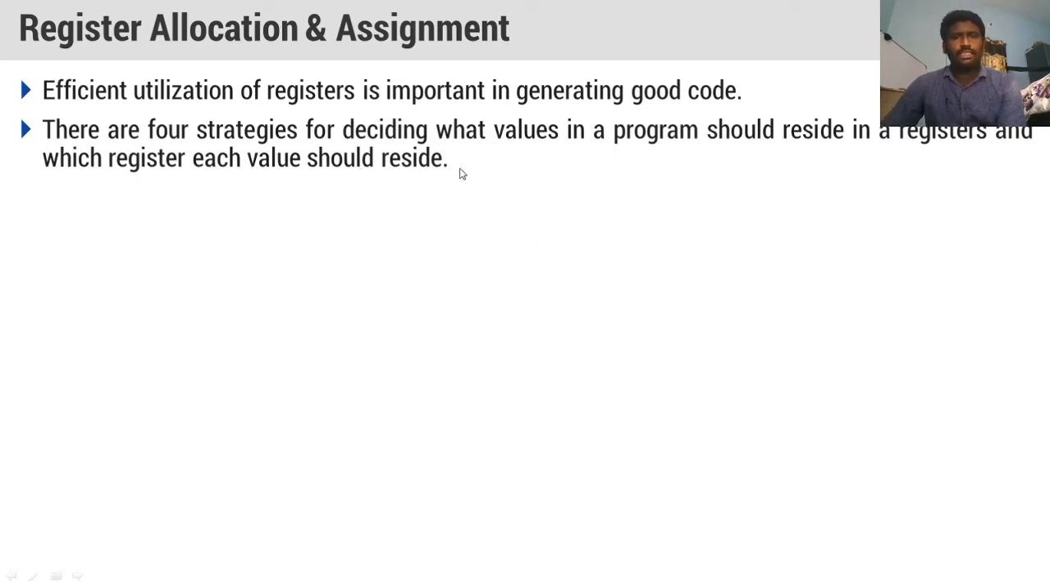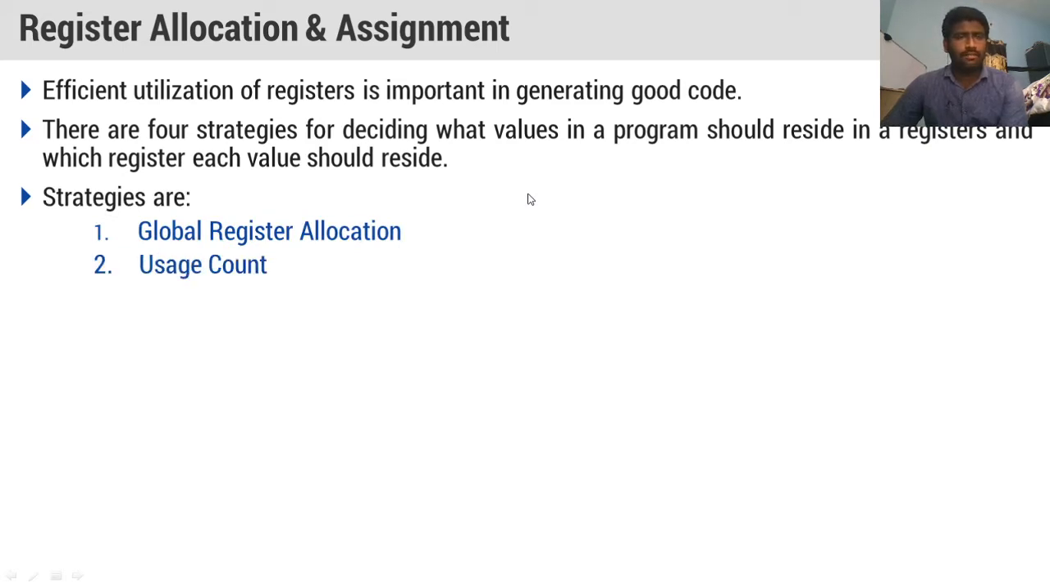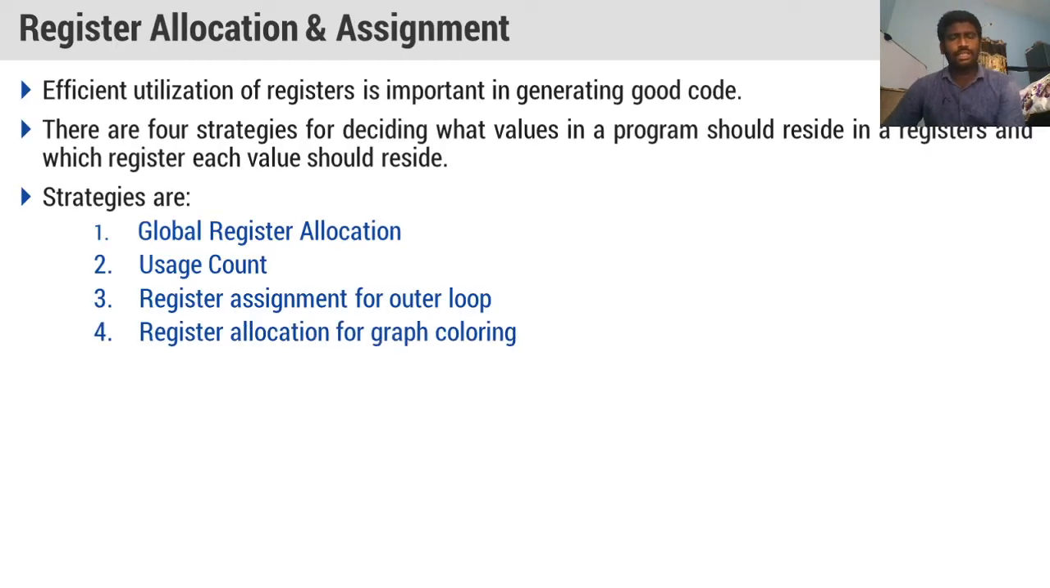So there are 4 strategies for deciding what values in the program should reside in the registers and in which register each value should reside. The strategies are global register allocation, usage count, register assignment for the outer loop, and last one is register allocation for graph coloring. These are the 4 techniques we have to decide what values in the program should reside in the registers and which register can hold the value.